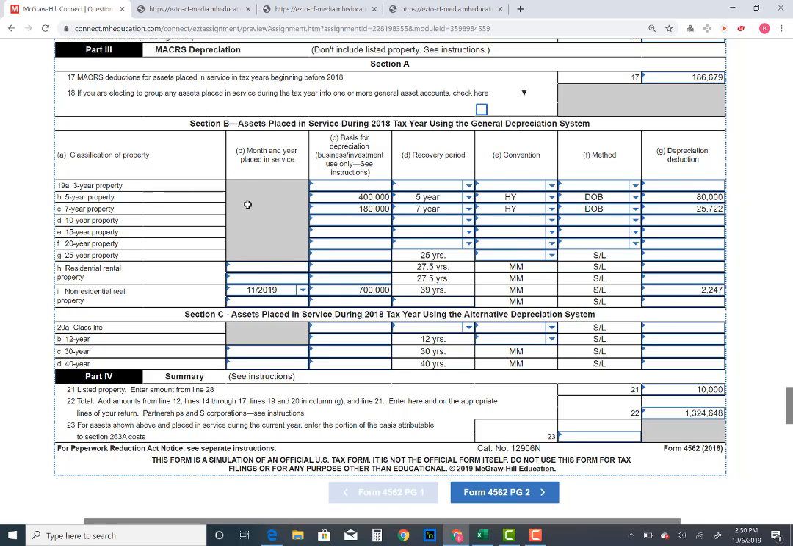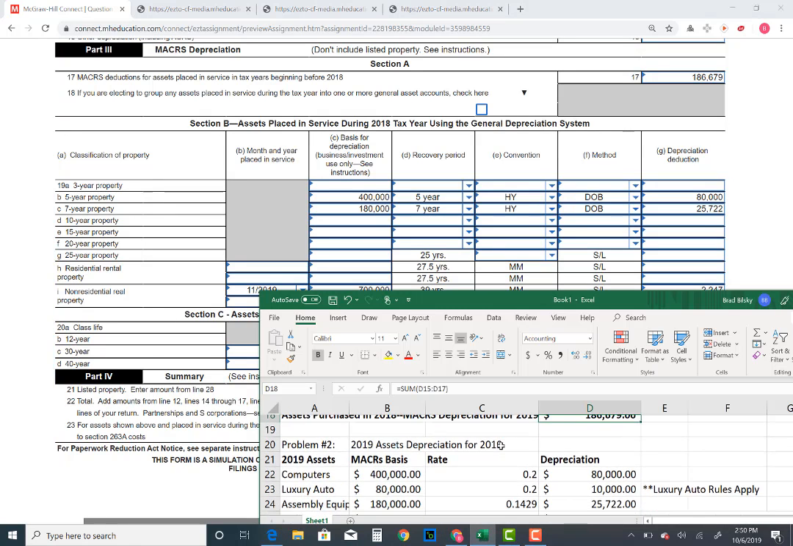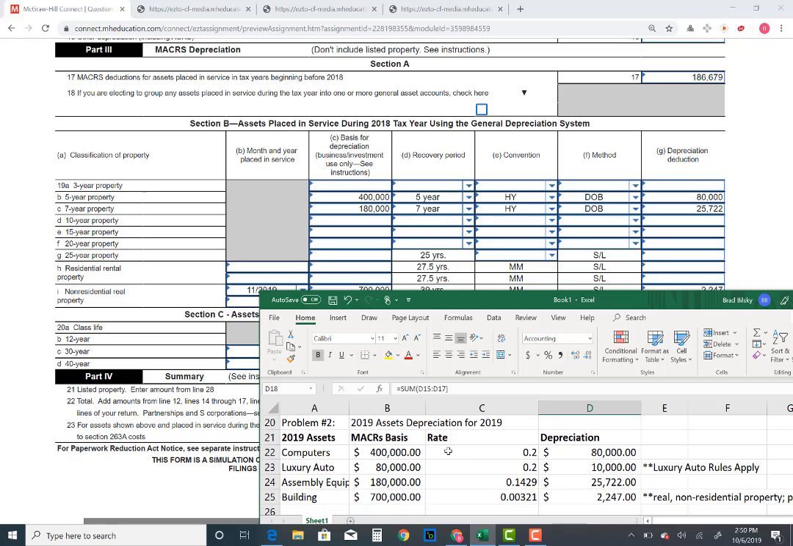Notice, these are the assets we put in place this year, 2019. All right, 5-year property with $400,000 worth of that 5-year property. And if we come down here, notice that was our computers. Also, and this is a little tricky, the luxury automobile that we bought for $80,000 is 5-year property as well. Now, if that was just a van that we bought for 20 grand, we would add up the 400,000 plus the 20 grand and put the total here. So we group together all assets in a certain class.